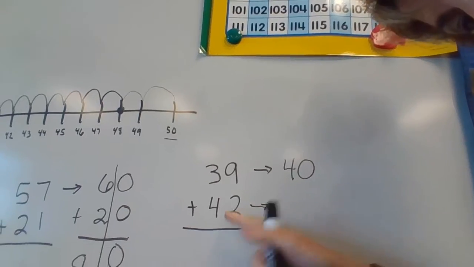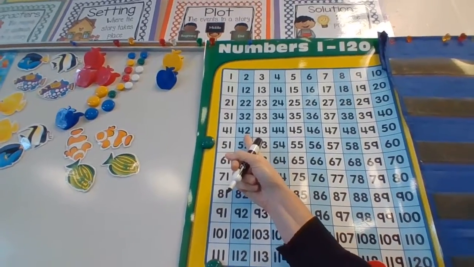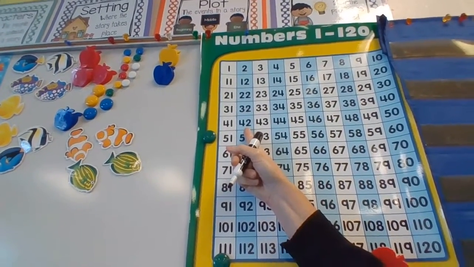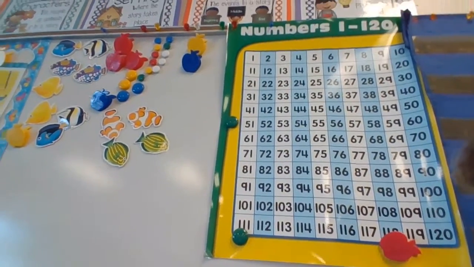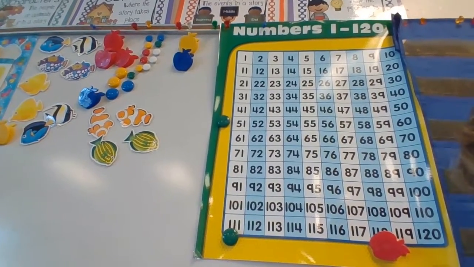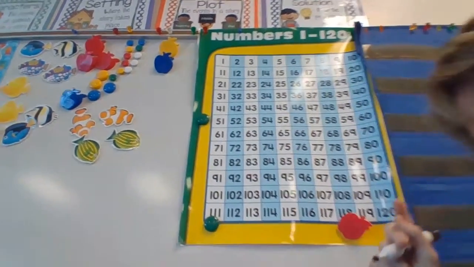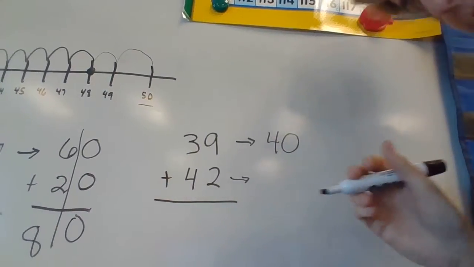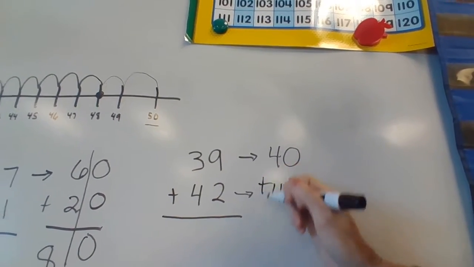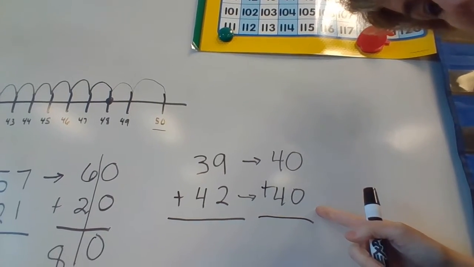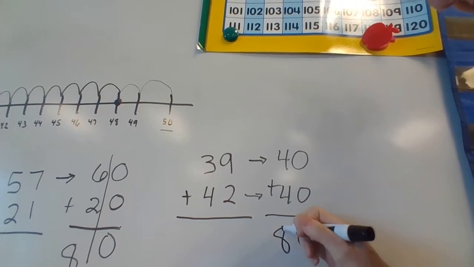Okay, now I have the number 42. So I come back to my hundreds chart and I find 42. If I'm rounding 42, would I round it to 40 or would I round it to 50? What's it closest to, Mila Cummings? That's right, it's closer to 40. It's only 2 away from 40. So I come back to my problem and I say 42 is closest to 40. So I add my ones place first and I say 0 plus 0 is 0. 4 plus 4 is 8.